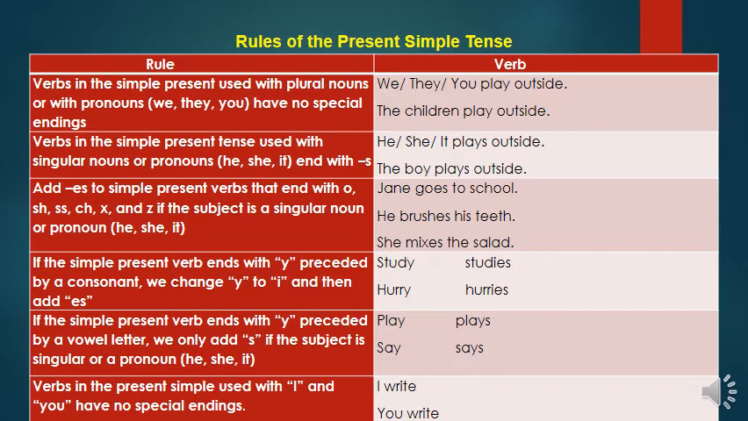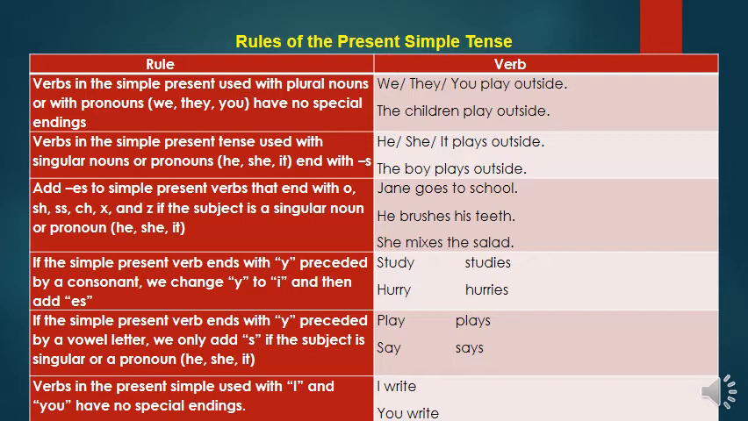Let's look at the examples. We, they, or you play outside. As you can see, play is written in the root form. We didn't add any ending to the verb because we have plural pronouns. Let's see the second sentence. The children play outside. The children is also a plural noun. So as you can see, we didn't add s to the verb. We kept play in its root form because the children is a plural noun.